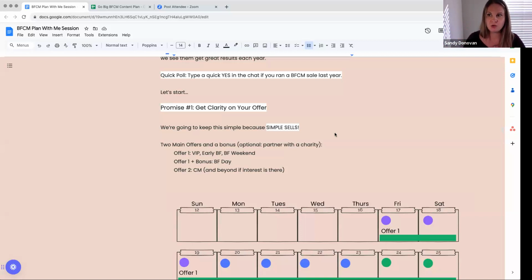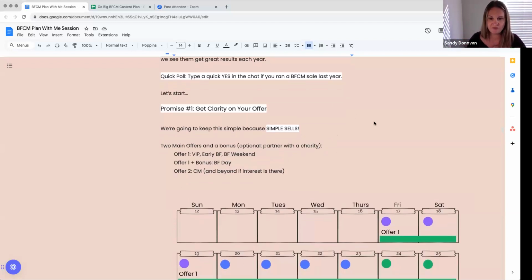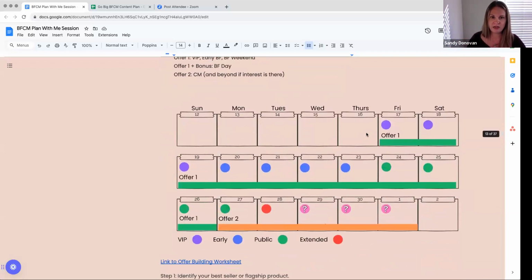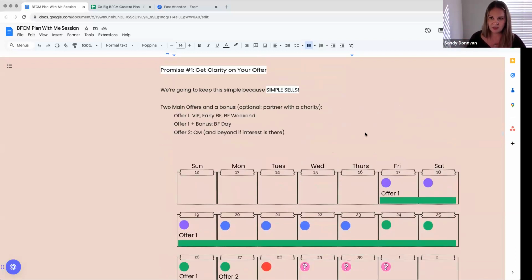And I'm going to show you strategies that we can use that are going to get you the results that we were talking about while still keeping this very simple. So there are 2 main offers that we want to create. And I'm going to walk you through creating both of these in just a minute. But first, I'm just going to show you how they kind of play out throughout the month.